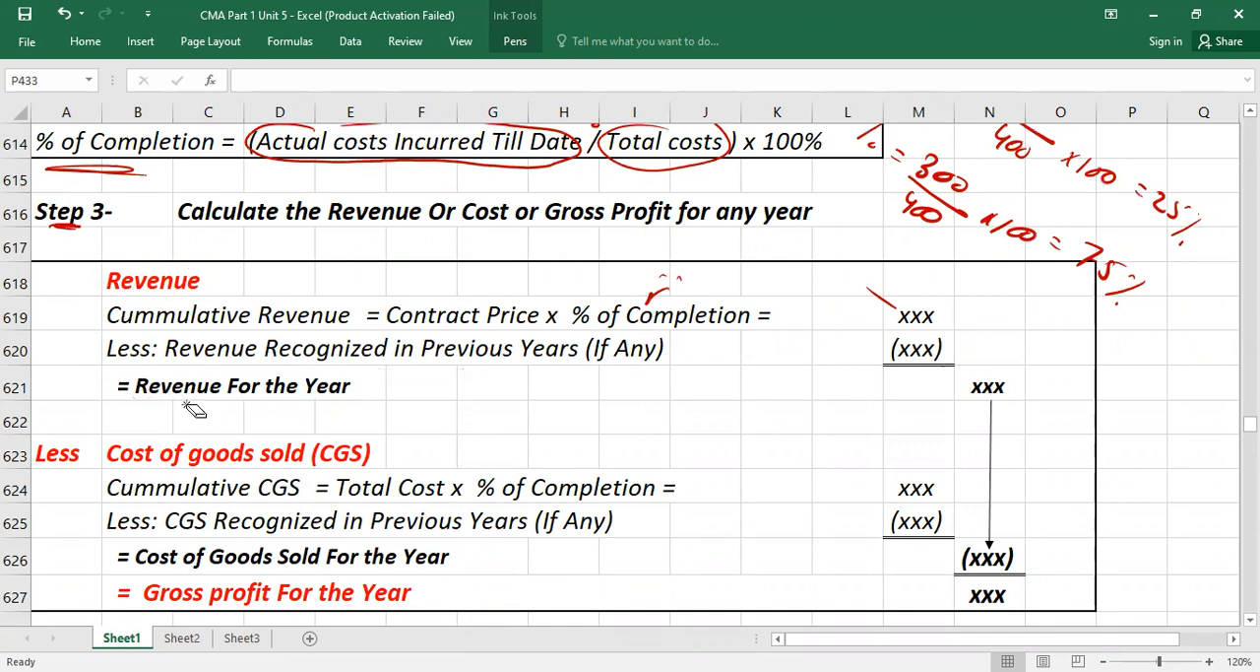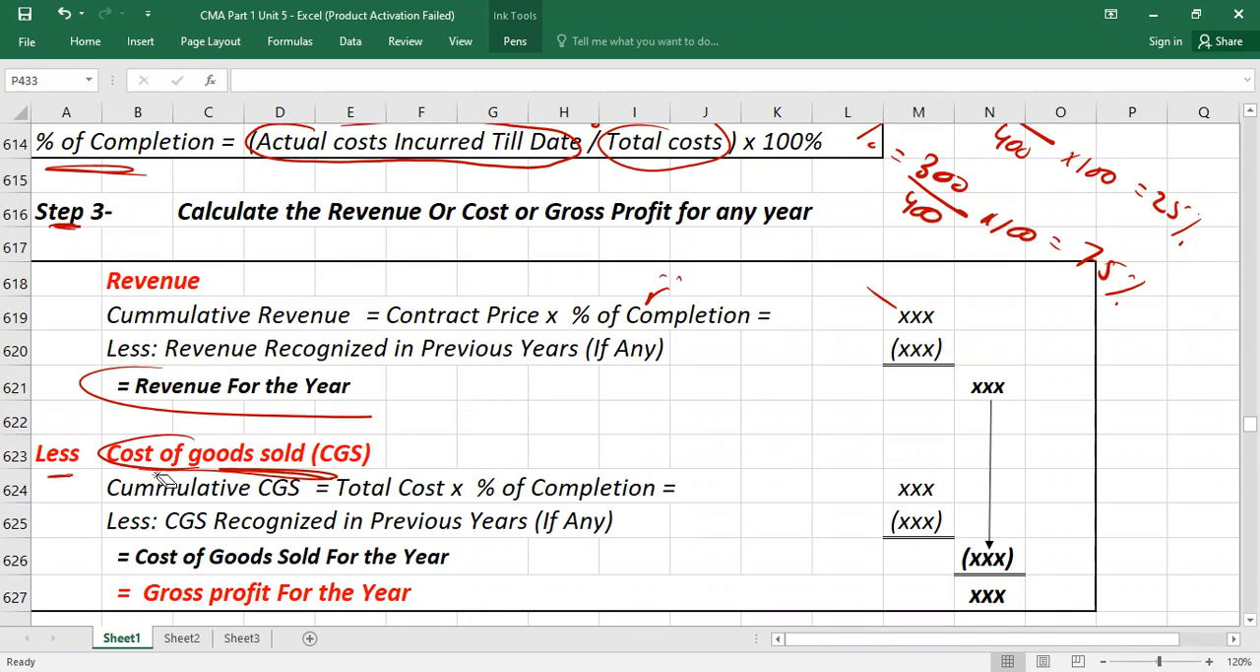Then what do you have to do, guys? After you have the revenue for the year, now you have to deduct cost of goods sold, because the cost relevant to that project I also need to reflect in my income statement. And we are talking about income statement presentation. I didn't say anything about balance sheet presentation. The balance sheet I will tell you at the end: contract assets or contract liability.